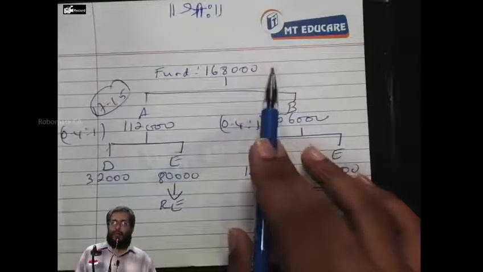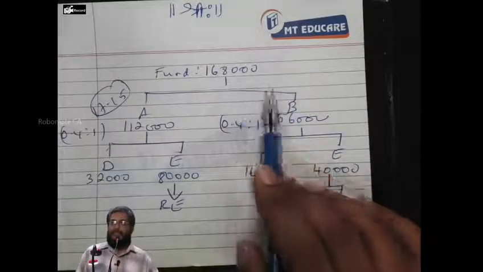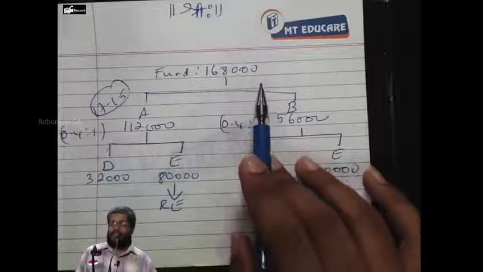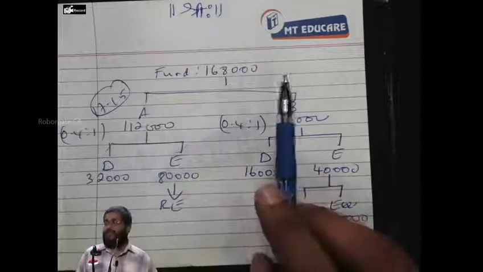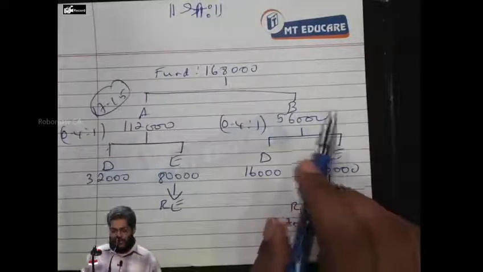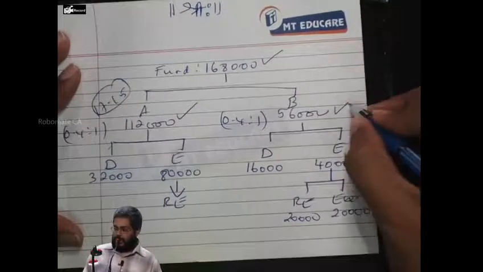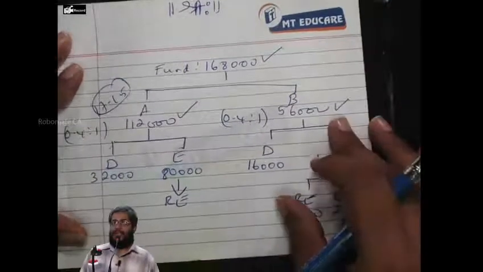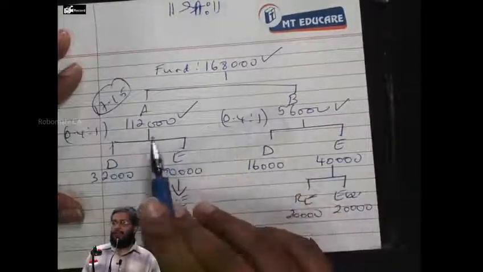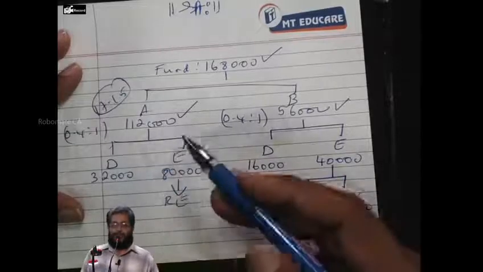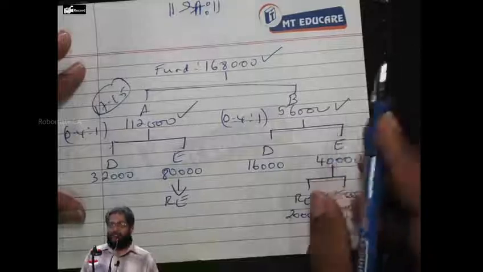Fund required 1,68,000. Branch into A and B. How much does A require? 1,12,000. B requires 56,000. For both, the capital structure, debt equity ratio, is 0.4:1.